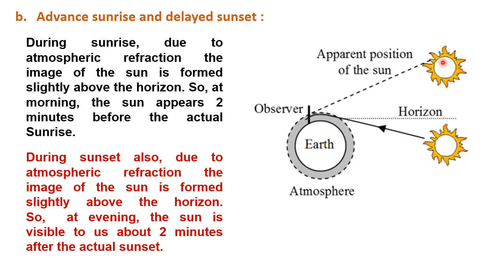And similarly, during sunset also, due to atmospheric refraction, the image of the sun is formed slightly above the horizon. So in the evening, the sun is visible to us about 2 minutes after the actual sunset. In the evening also, although the sun has crossed the horizon, we can see that due to atmospheric refraction, the sun is above the horizon. So the sunset is delayed by 2 minutes. So this is about atmospheric refraction.